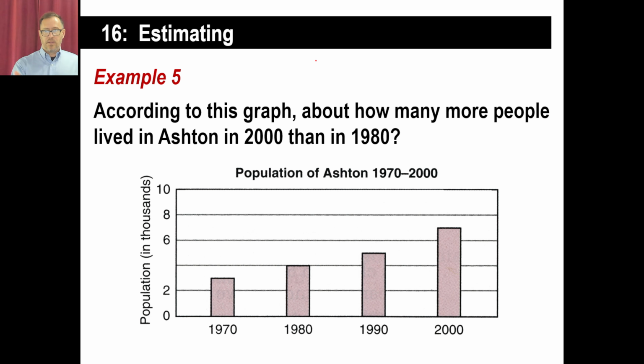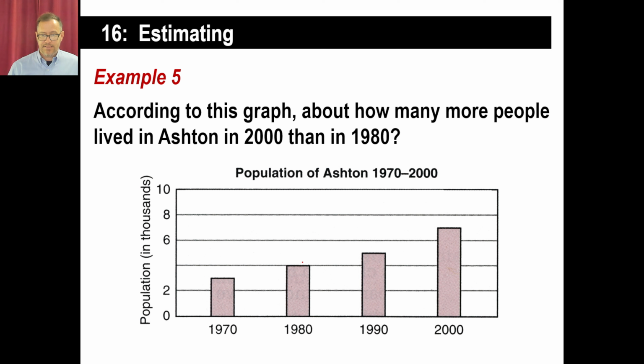Well, look at this graph. How many more people lived in Ashton in 2000 than in 1980? Well, let's take a look at the graph. In 1980, how many people lived in Ashton? We could look across, and it says population, then it says population in thousands. So this is not just, hey, 10 people lived here. No, this is 10,000 people lived here, if it got that high.